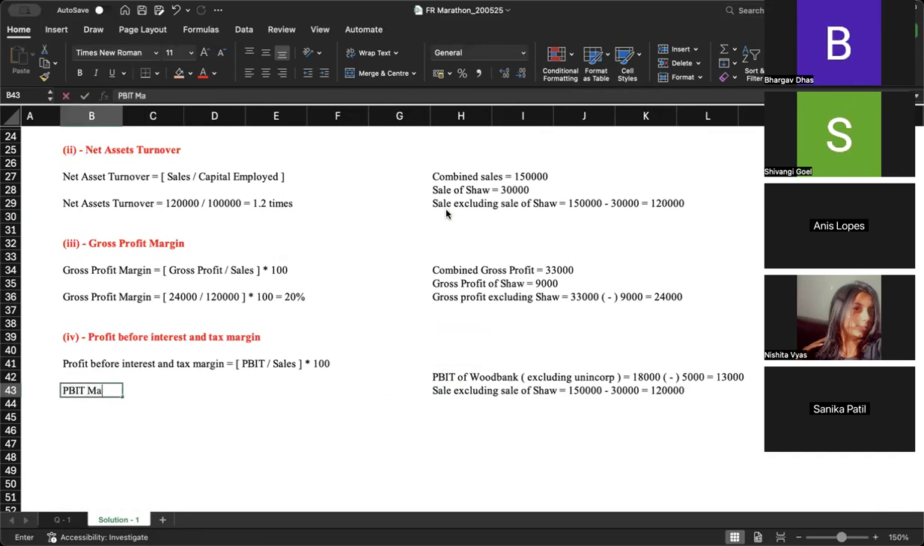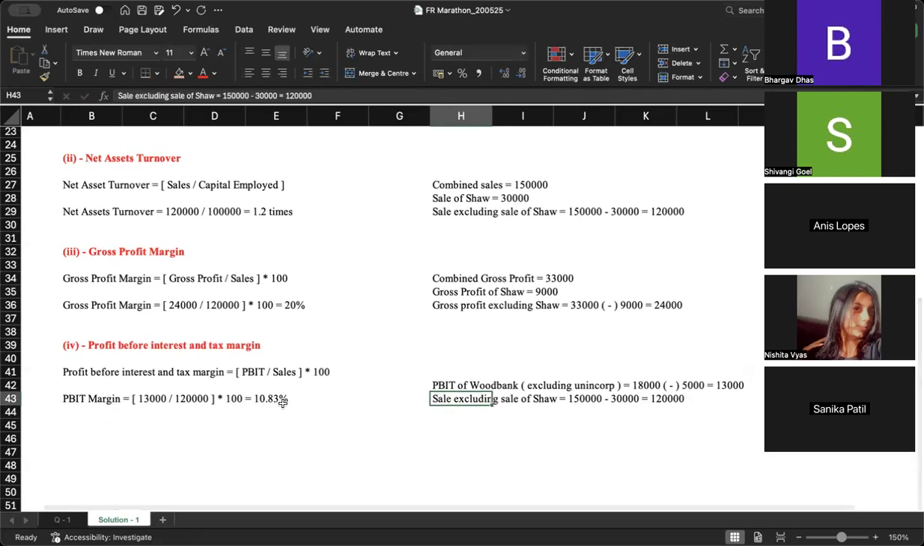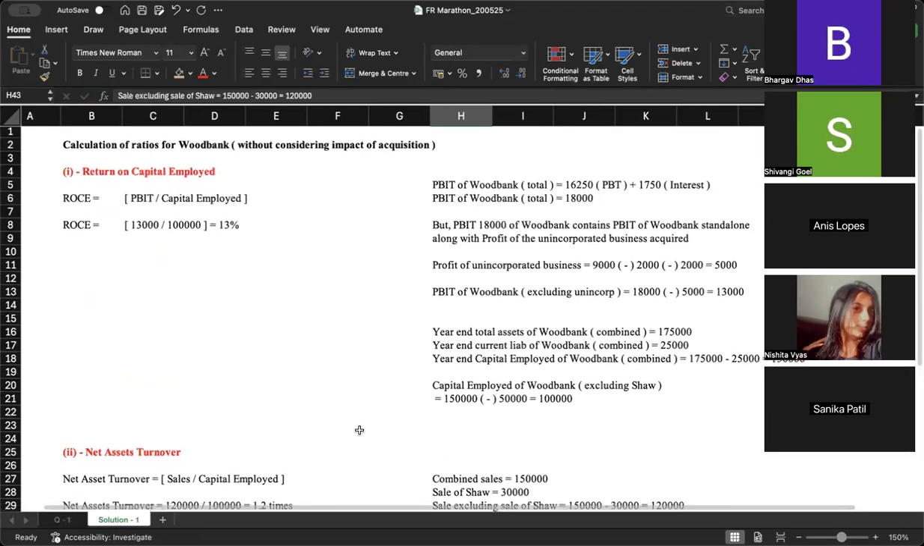So PBIT margin will be PBIT 13,000 upon 1,20,000 into 100. How much will it be? 10.83%. This is my profit before interest and tax margin. Have a look at all the details. If you have any questions whatsoever in any of the calculations, please let me know. Once that is done, then we'll move on to the next part of the discussion.